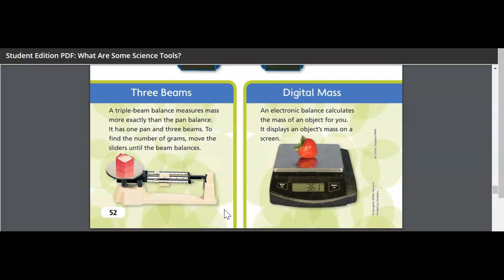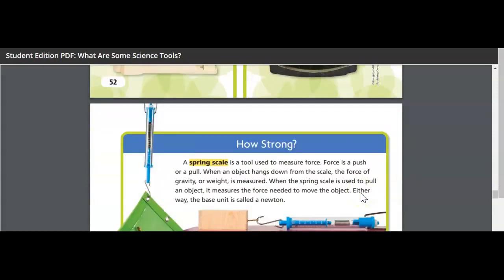Digital mass. An electronic balance calculates the mass of an object for you. It displays an object's mass on the screen, right? Like a deli scale. It looks like a deli scale. So right here is where the mass appears.